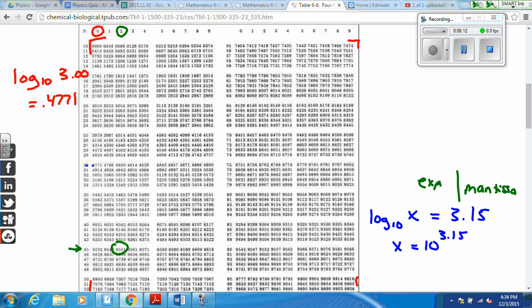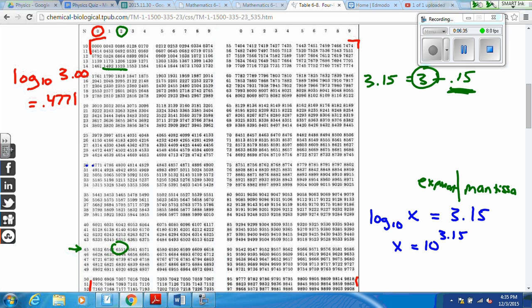And the integer part was called the exponent. So I can think of this as 3.15 is 3 plus 0.15. This part I'll look up, and this part will become my scientific notation exponent. When I go and look up on the table, the reverse lookup happens like this.